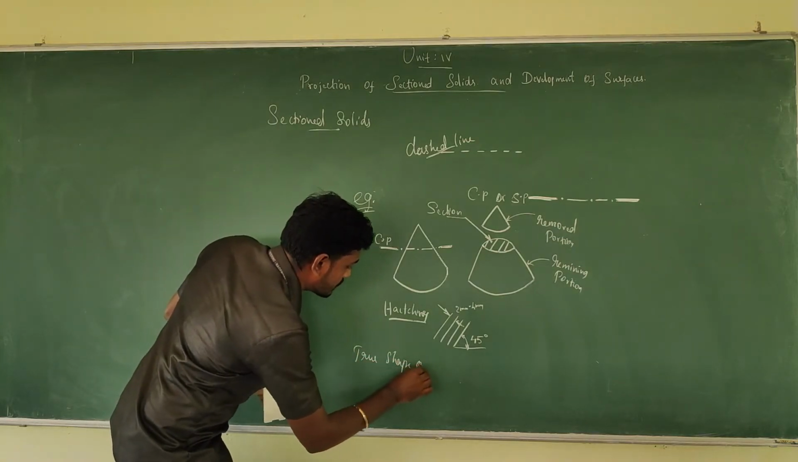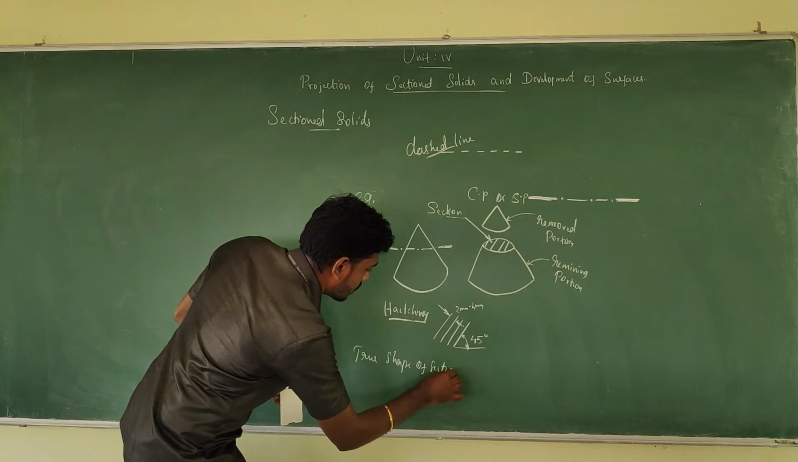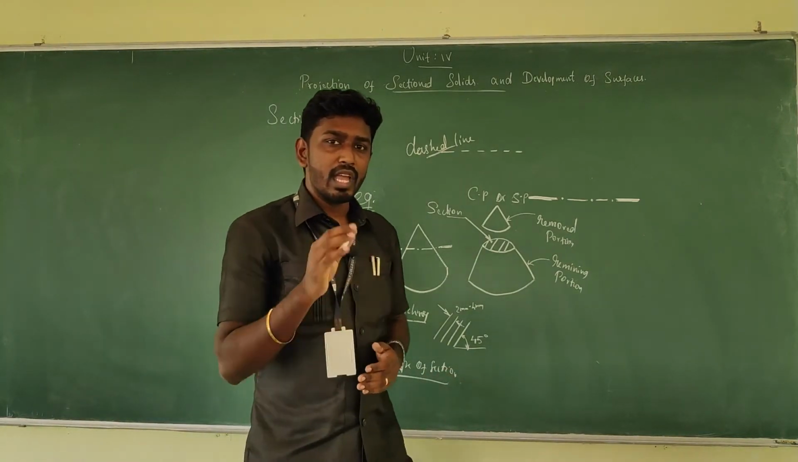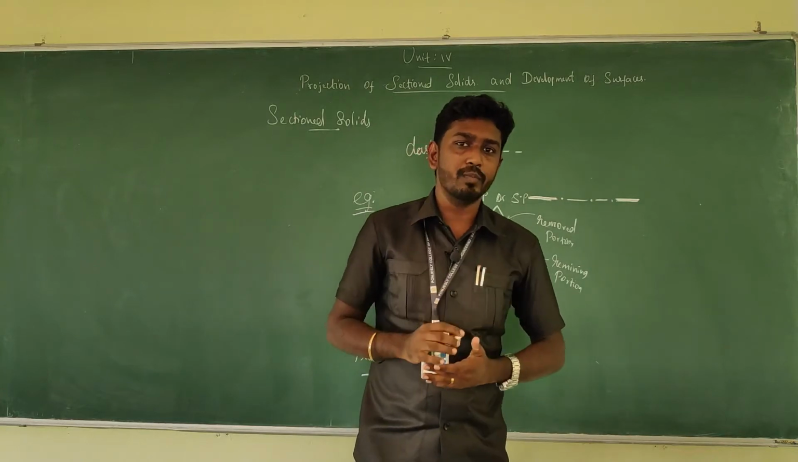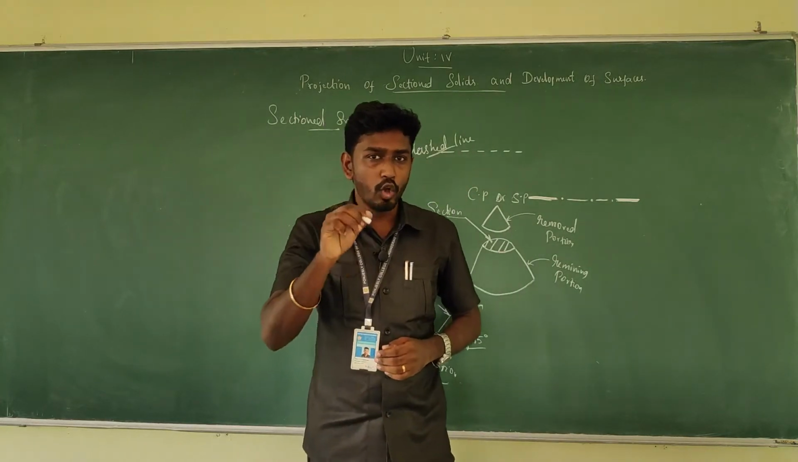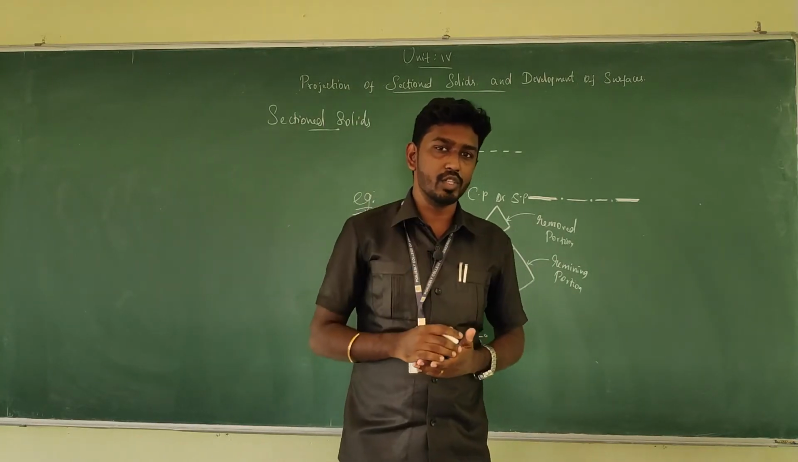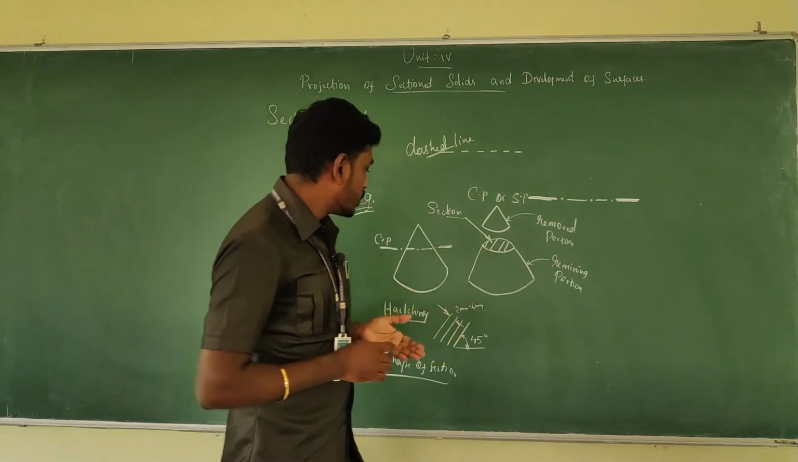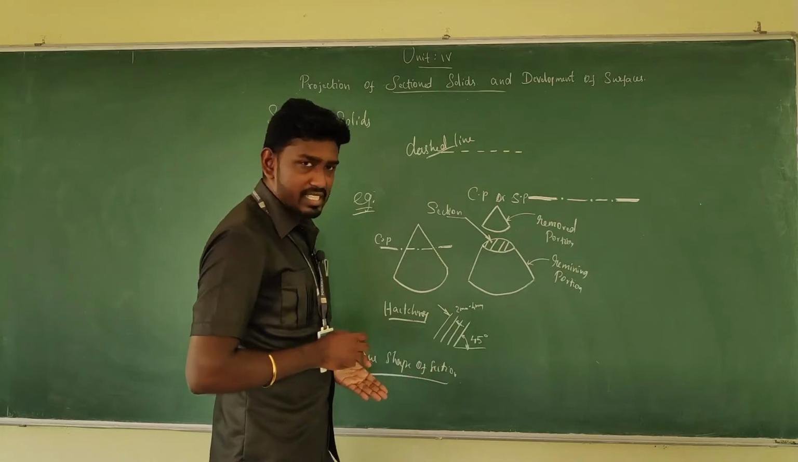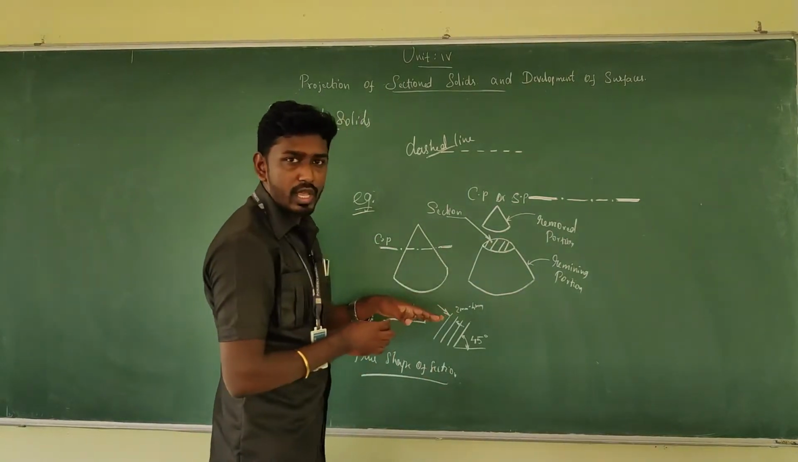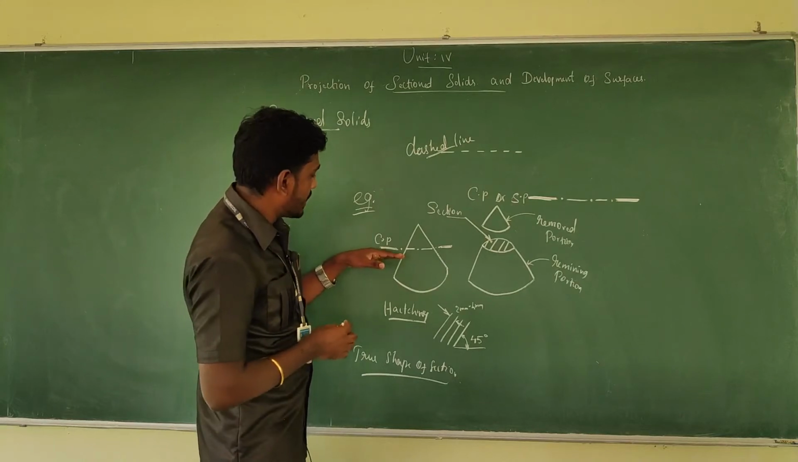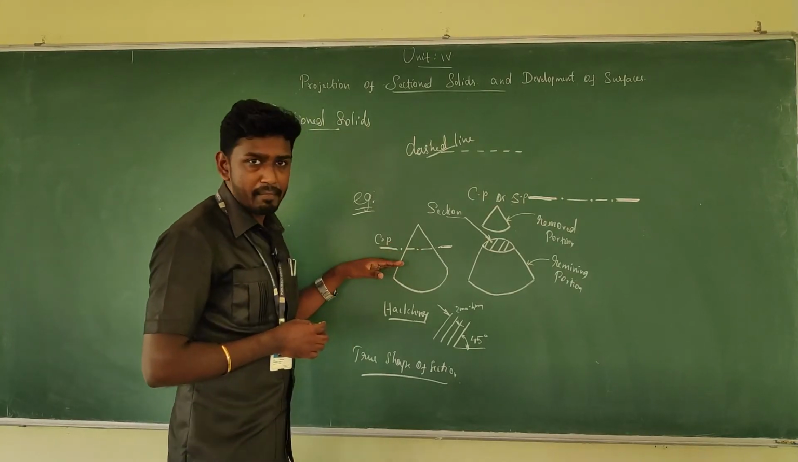True shape of section. What do you mean by true shape of section? Actually, if you want to get the true shape of any object, you need to look at the object just 90 degrees to it, or perpendicular to the object. Here as well, if you want to see the true shape of this section, you need to see perpendicular to the section. That means we can say perpendicular to the cutting plane.